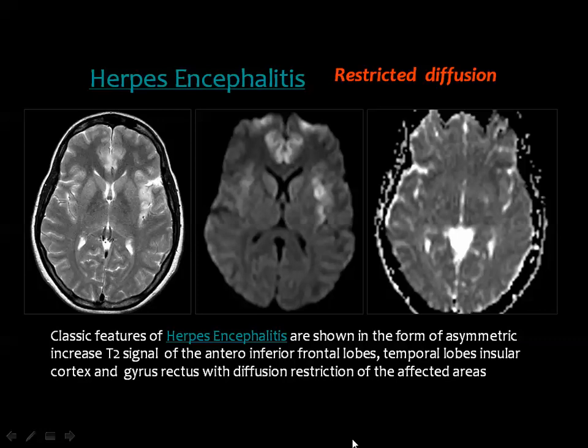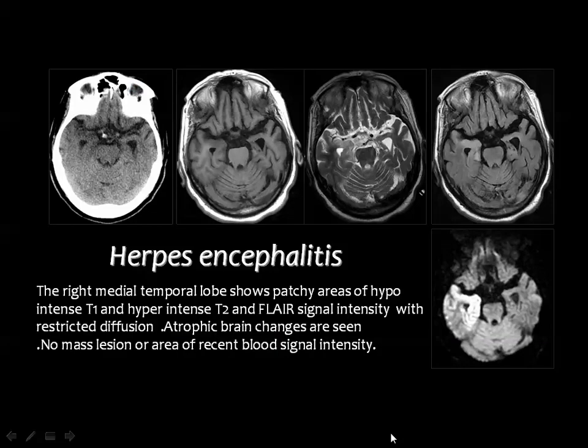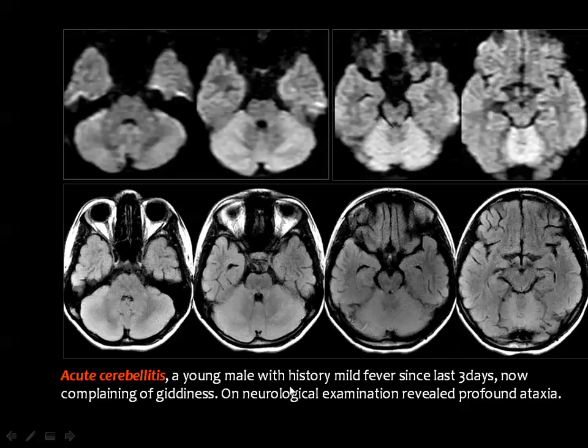And this is herpes encephalitis in the right temporal lobe or the insular ribbon, and also in the frontal area. But you see in the diffusion weighted images, the restricted diffusion here and there, and of course the low signal in the ADC map. A case of right-sided temporal lobe herpes encephalitis, and this is CT, T1, T2, FLAIR, and restricted diffusion in the DWI with very bright signal in the temporal lobe.